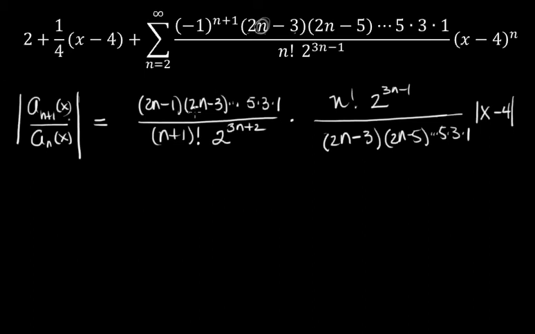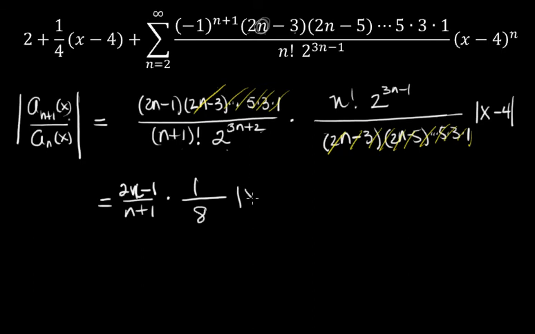All right, well now we should be able to do a lot of canceling here. You see the 2n minus 3 all the way down to 1 factors cancels with this entire denominator. And so we're left with n factorial over n plus 1 factorial, which is 1 over n plus 1. And on the top we have 2n minus 1, 2n minus 1, I'll put those together, 2n minus 1, times 1 over n plus 1. And now I just have to subtract the exponents here, 3n plus 2 minus 3n minus 1 is 2 cubed, or 8, times the absolute value of x minus 4.